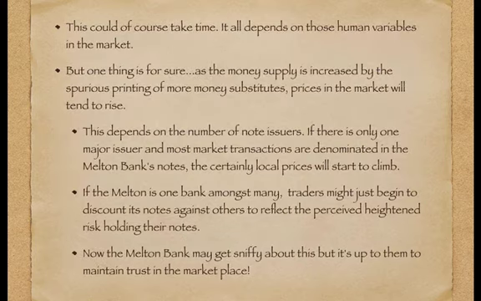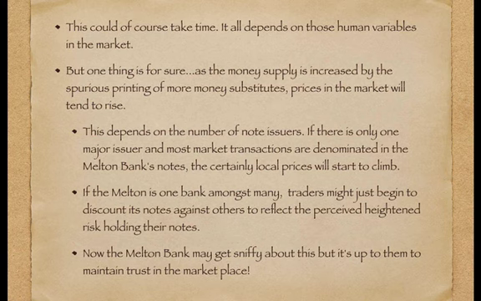Now, how this is found out could take time. That depends on all those human variables in the market. After all, if a body is found and there's a murder investigation, it could take a while before the criminal's caught, right? But one thing is for sure. As the money supply is increased by the spurious printing of more money substitutes, prices in the markets will tend to rise. Get this, economists! You print more money, prices go up, right?